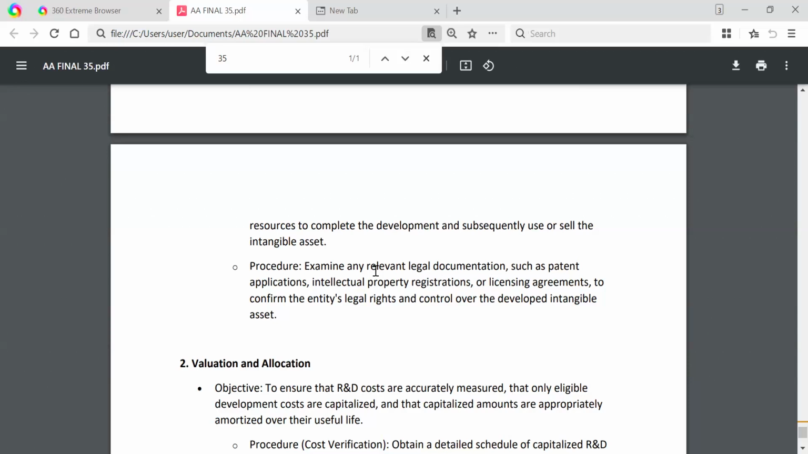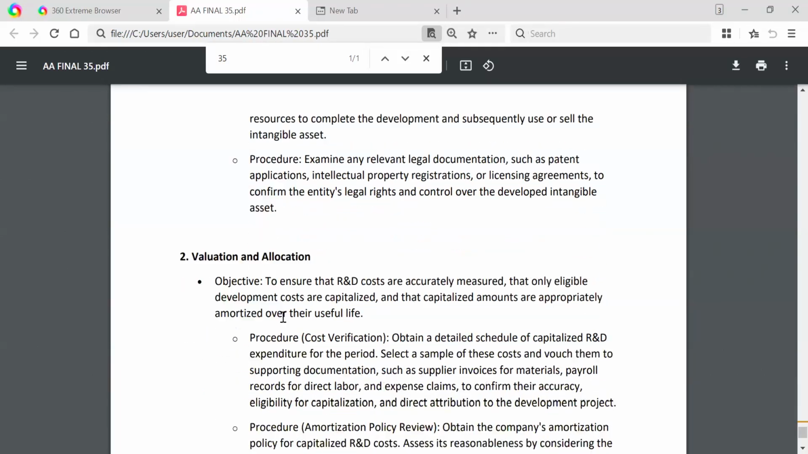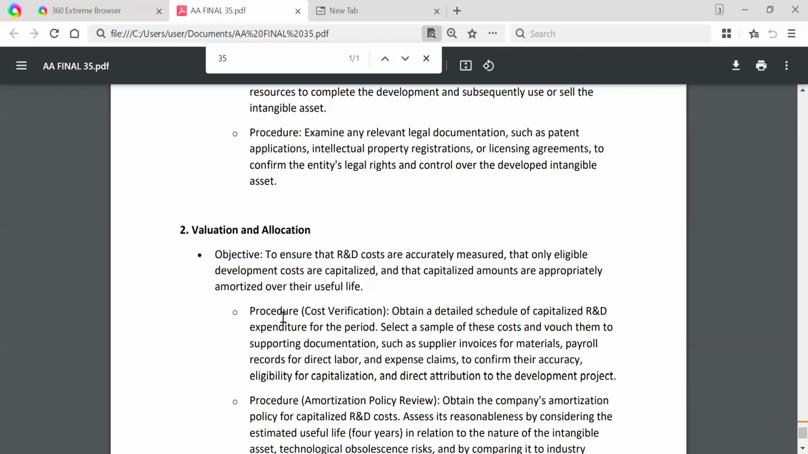Another procedure: examine relevant legal documentation such as patent applications, intellectual property registrations, or licensing agreements to confirm the entity's legal rights and control over the developed intangible asset. You don't have to master them the way they are written here.